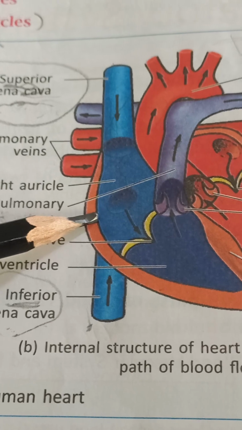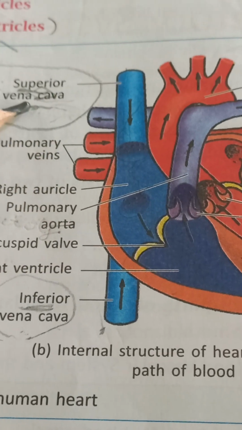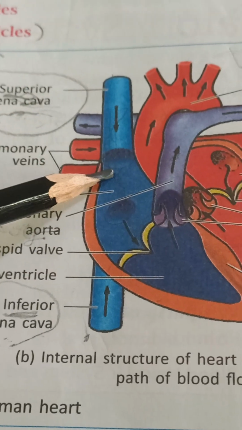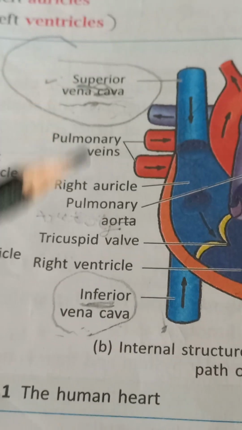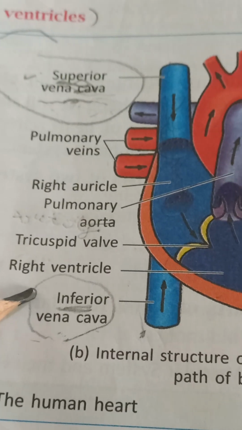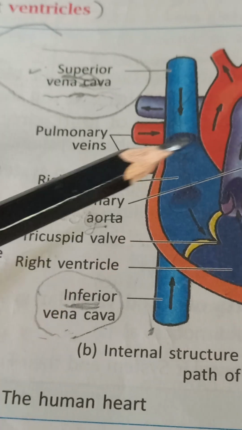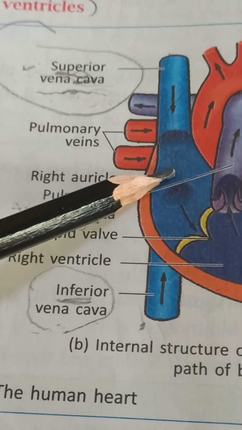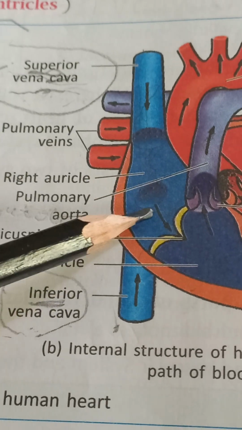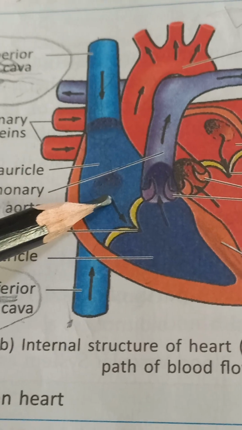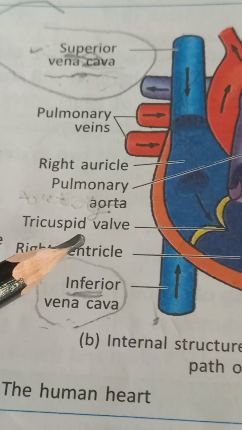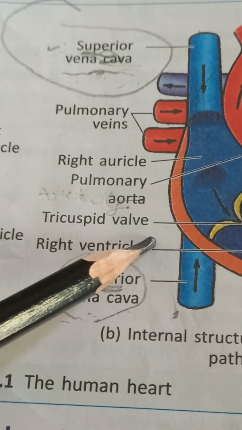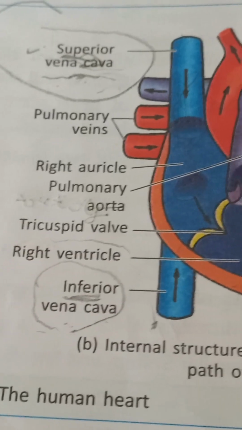What else do we have? The right auricle is receiving blood from the superior vena cava and from the inferior vena cava. Now this blood is coming to the right auricle, and at the junction of the right auricle and the right ventricle there is a valve situated. The name is the tricuspid valve.